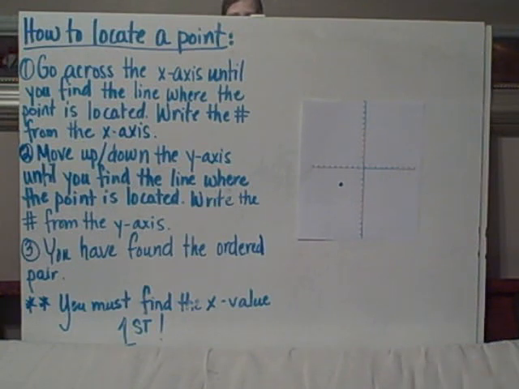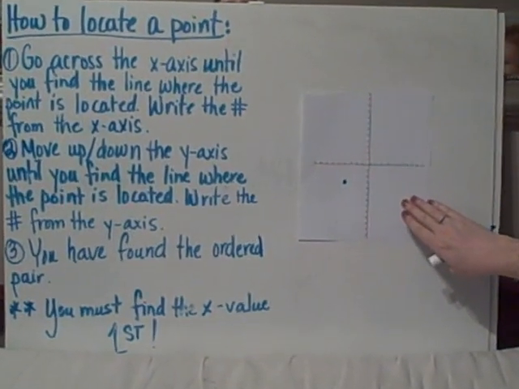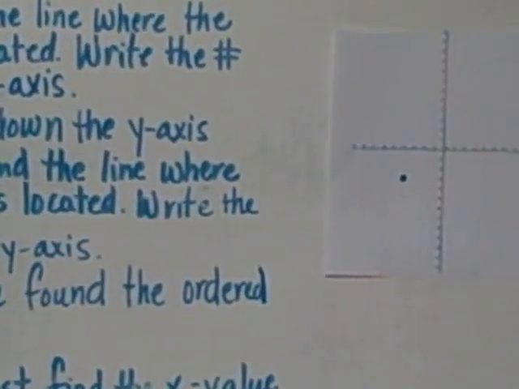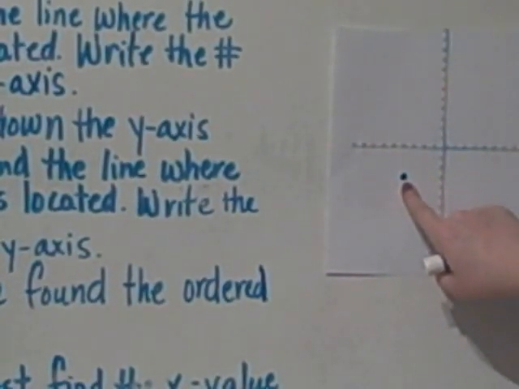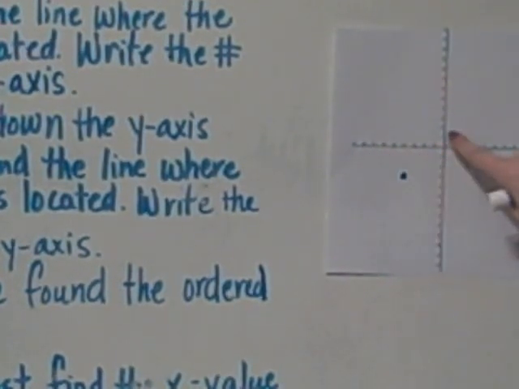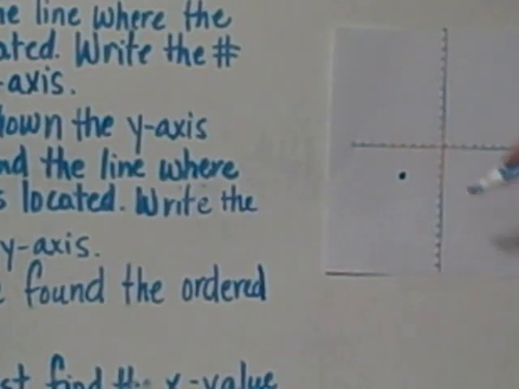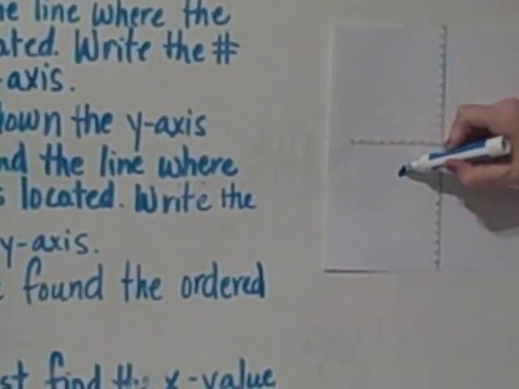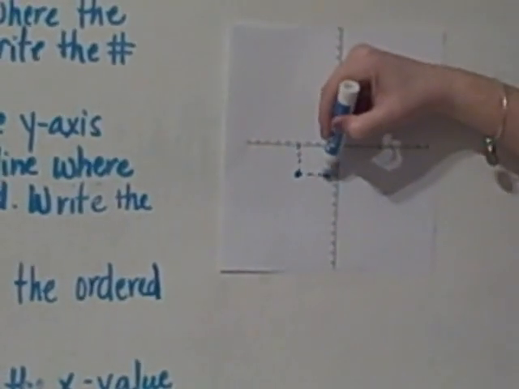And a key thing to remember is you must find the x value first. That's the one you want to write down. So if we could zoom in on this grid that I have here, we're going to talk about how to identify this particular point on this graph. The first thing we have to do is go along the x-axis until we find that point. And one thing you might want to try if you're having a difficult time is to create a little dotted line out to both sides.